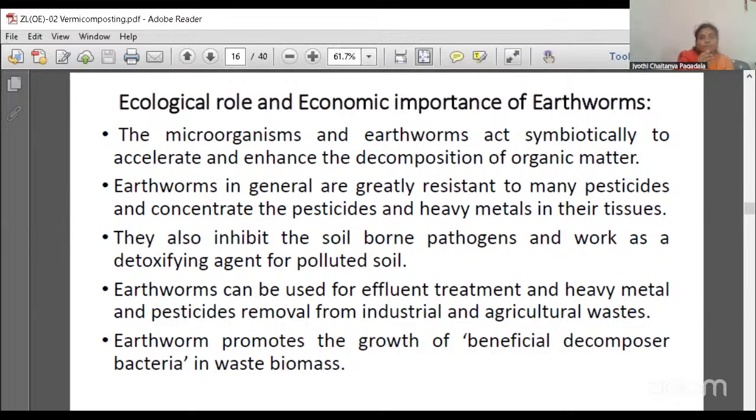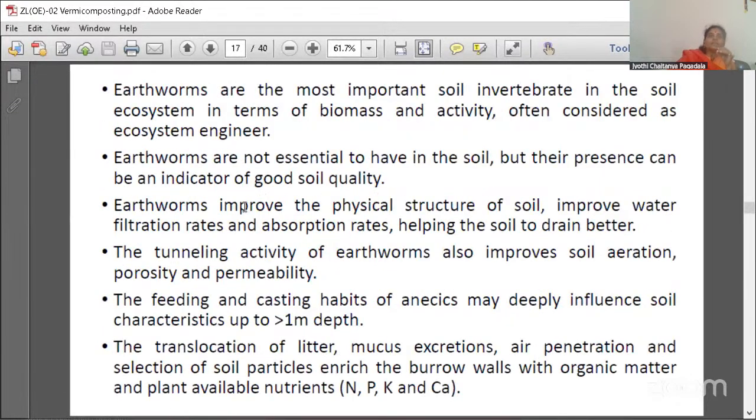Earthworms can be used for effluent treatment and heavy metal and pesticides removal from the industrial and agricultural waste. Earthworms promote the growth of beneficial decomposer bacteria in waste biomass. Earthworms are the most important soil invertebrate in the soil ecosystem in terms of biomass and activity, so they can be considered an ecosystem engineer.